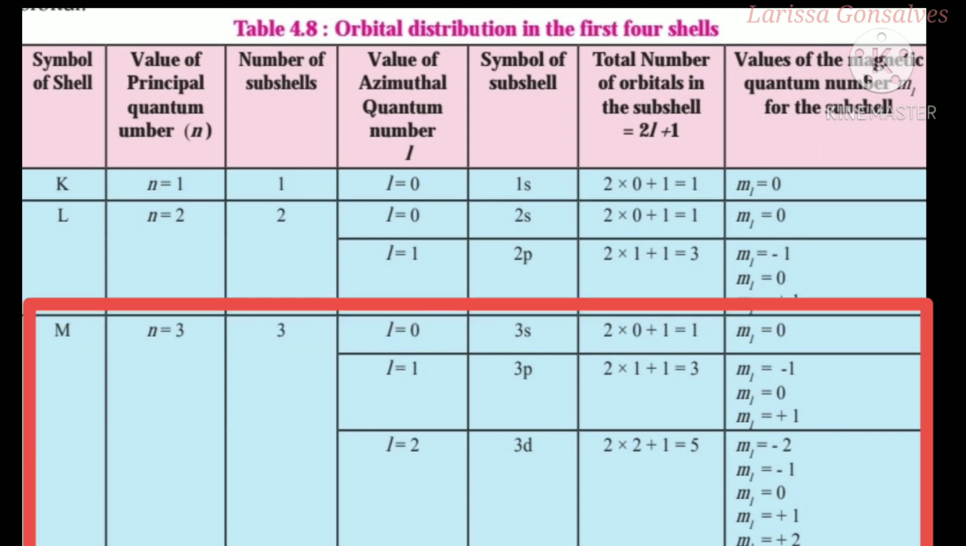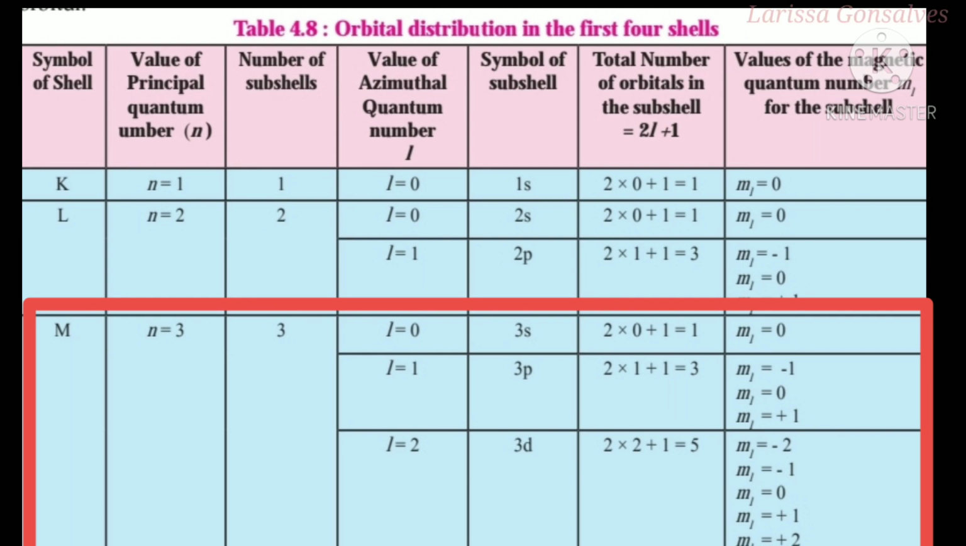Moving on to the M shell, we know that the value of principal quantum number n is equal to 3. So, the number of subshells will be equal to 3. So, now we are going to have 3 azimuthal quantum numbers, that is L is equal to 0, L is equal to 1 and L is equal to 2. Now, we know that when L is equal to 0, it corresponds to the S subshell. When L is equal to 1, it corresponds to P, and when L is equal to 2, it corresponds to D subshell. The reason it is written as 3S, 3P and 3D is because the principal quantum number n is equal to 3.